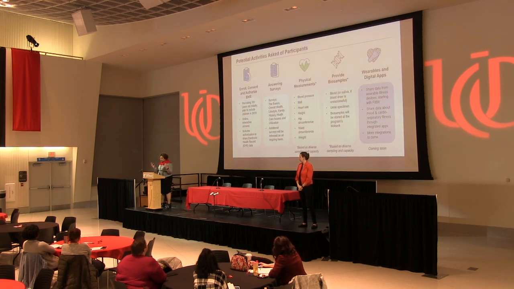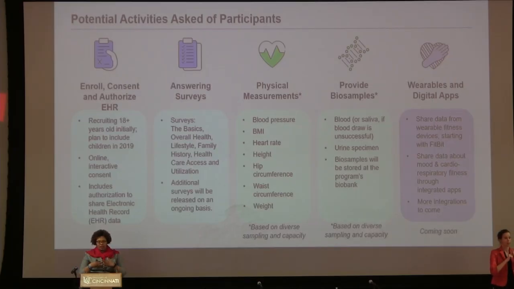So the program is starting by collecting a limited set of standardized data from different sources that include those participant surveys I just mentioned, electronic health records, physical measurements, and biosamples. The data types will grow and expand as science, technology, and trust evolves. We have current pilots under development. One is richer EHR data, getting data from health apps, fitness wearables, and also looking at returning genetic information.